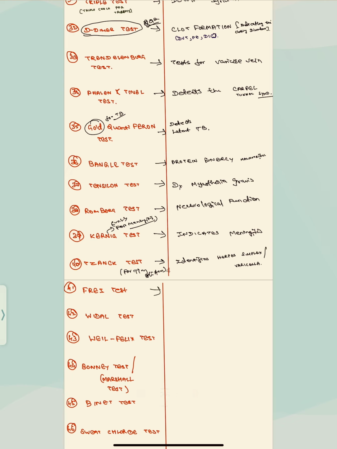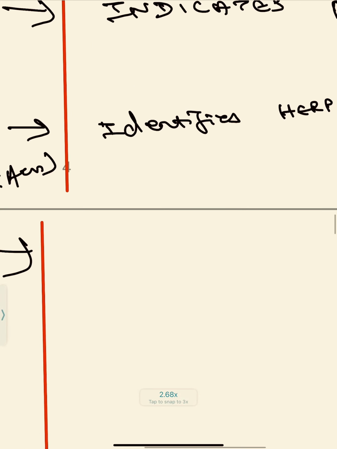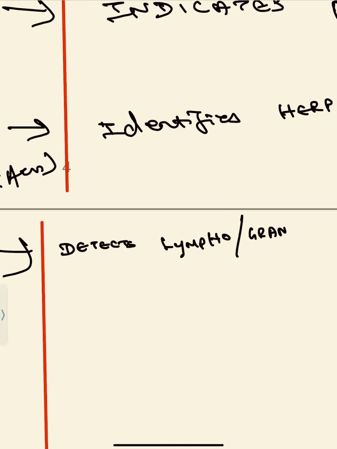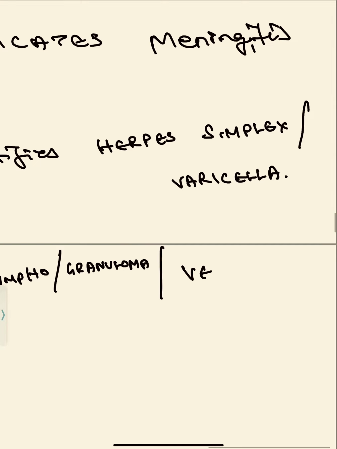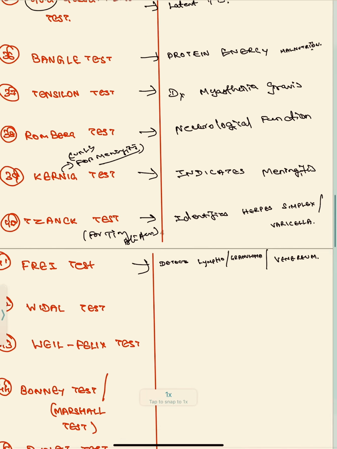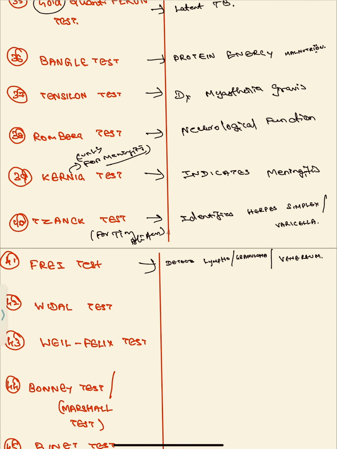Frei test detects lymphogranuloma venereum. I will say the mnemonic later. The mnemonic is Frei finds the lump. So the Frei test is finding the lump.